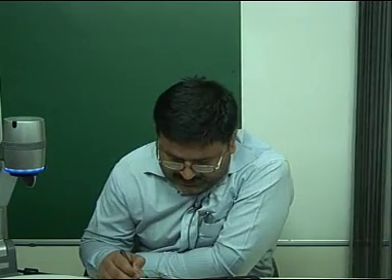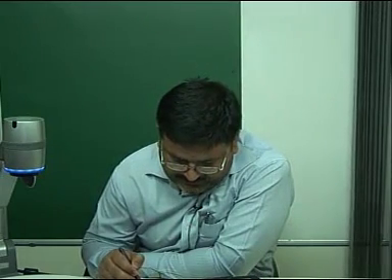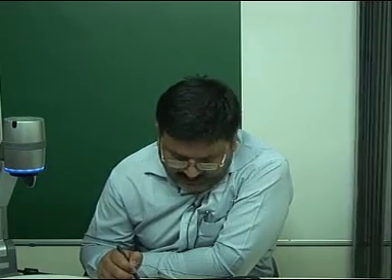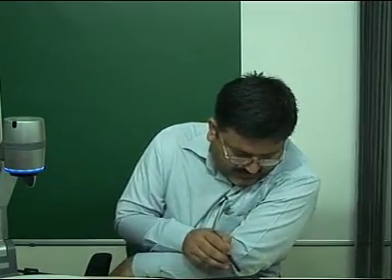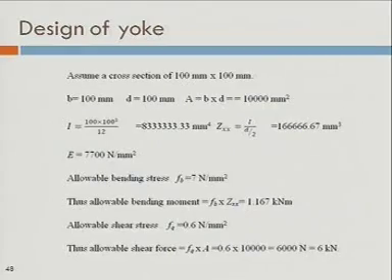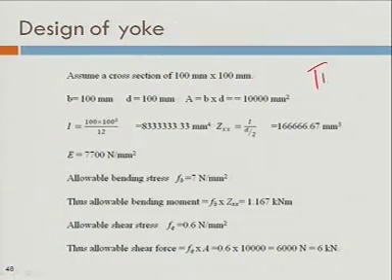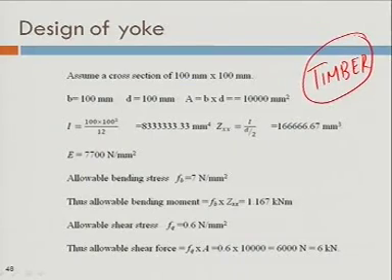Now let's move on to the next step. We are already through with the design of stud. Now we move on to the design of yoke. For yoke, let's assume a cross section. Let's assume we are using these timber yokes. Although in the sketch I was showing you the steel one, but let's try doing it with timber.